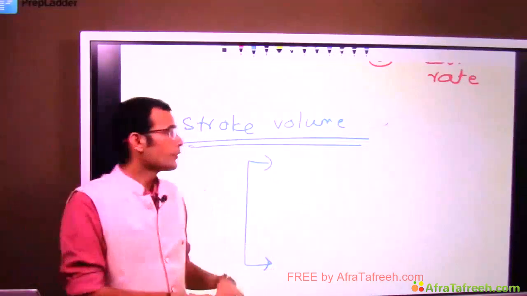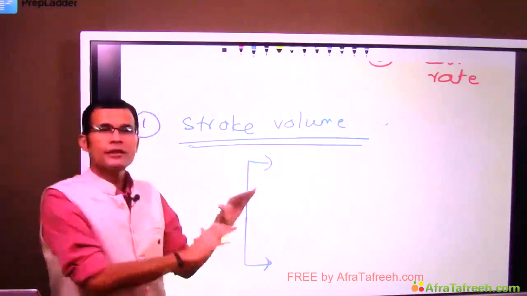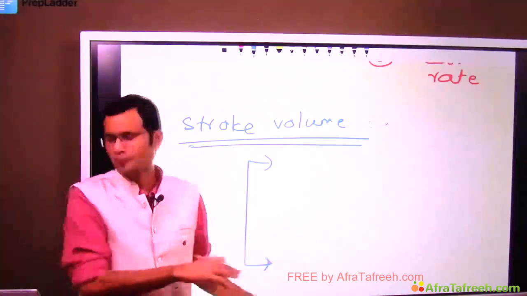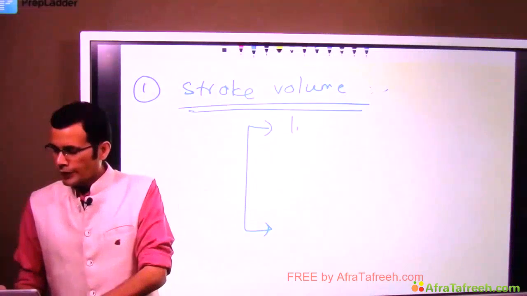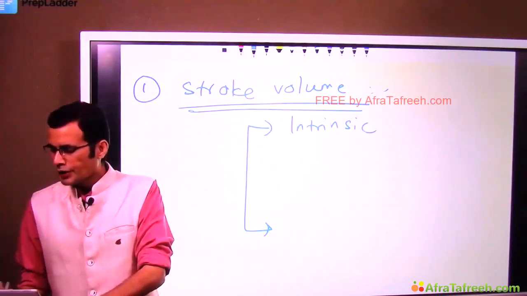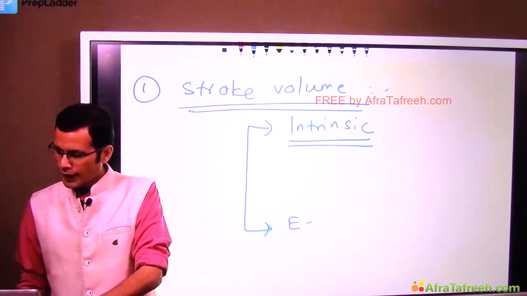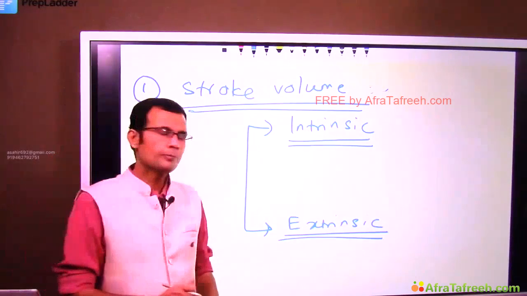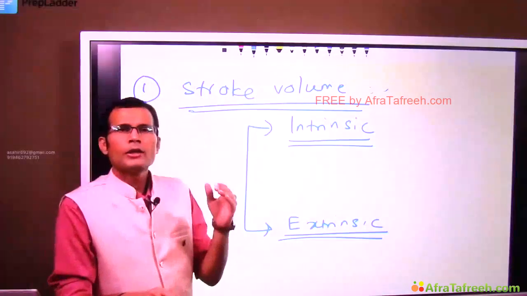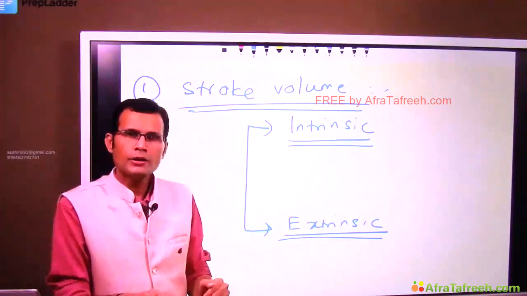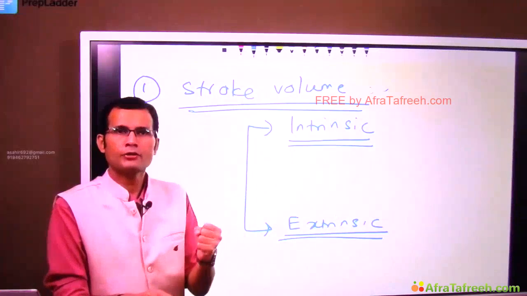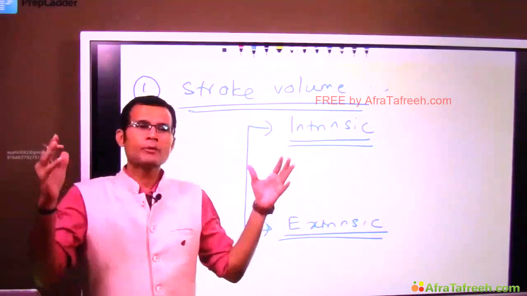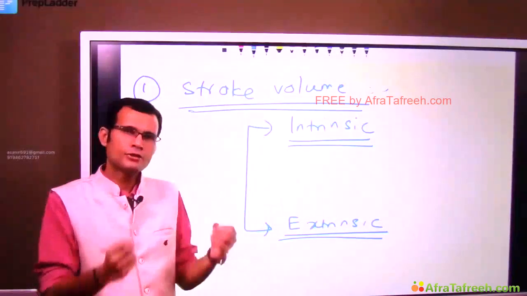Therefore, we are looking at two factors that determine the strength of contraction of the heart and therefore the stroke volume. Okay, it's intrinsic determination of stroke volume and extrinsic determination of the stroke volume. Intrinsic means something within the heart and regulating its strength of contraction and therefore the stroke volume. Extrinsic means something coming from outside the heart and regulating its contractility.